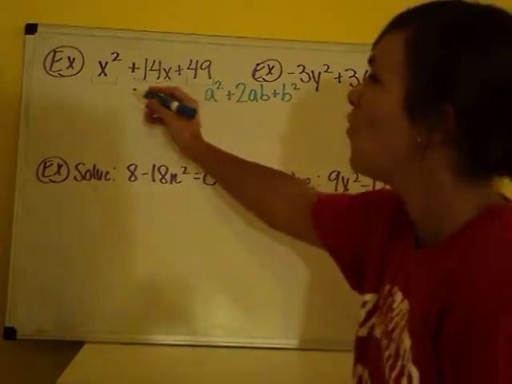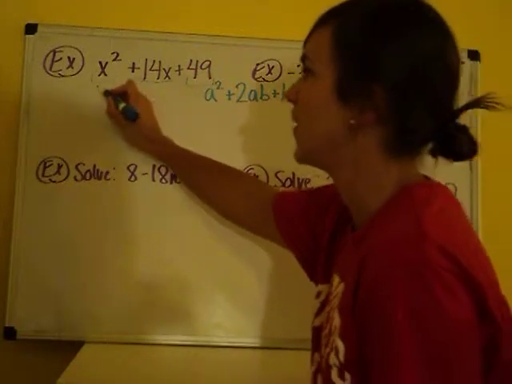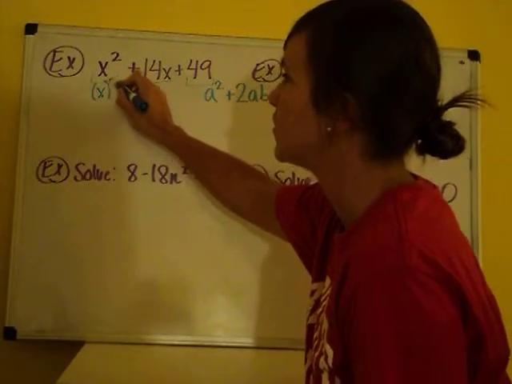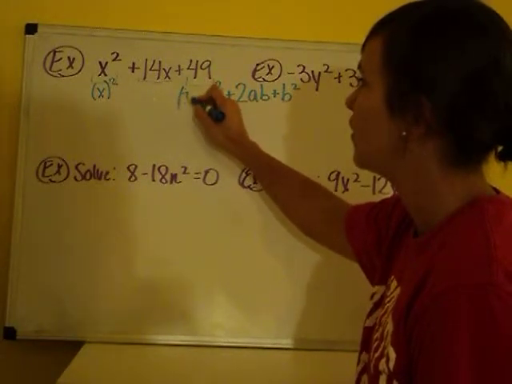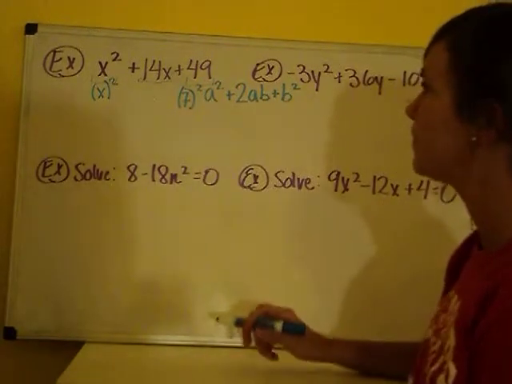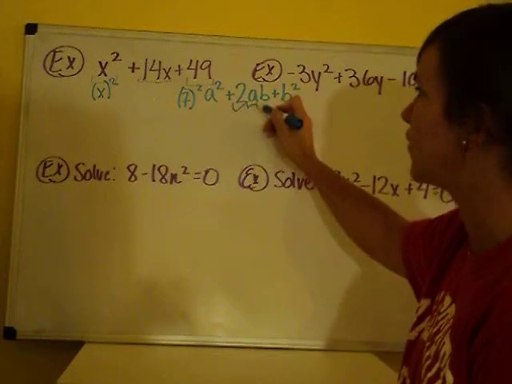Let me show you. What is being squared to get x squared? Well, here we have an x that's being squared. What is being squared to get a 49? We have a 7 that's being squared. Okay, now we have to figure out this middle term.